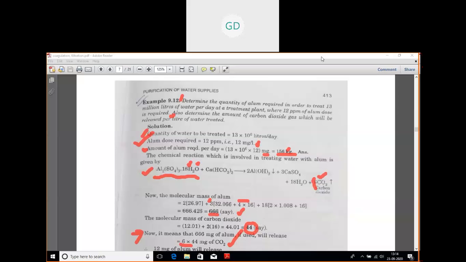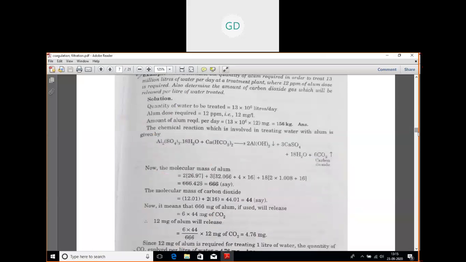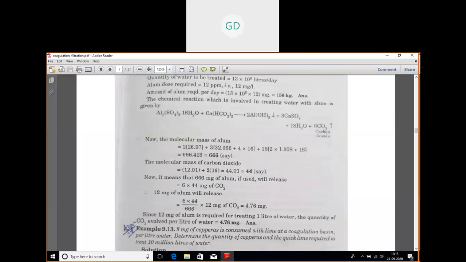So now you do the unitary method. When you do the unitary method, therefore for 12 milligram of alum, it is already mentioned in the question that 12 milligram of alum is required. So 12 milligram of alum will release 6 into 44 divided by 666, into 12. That is the unitary method. So finally the answer is 4.76 milligram.